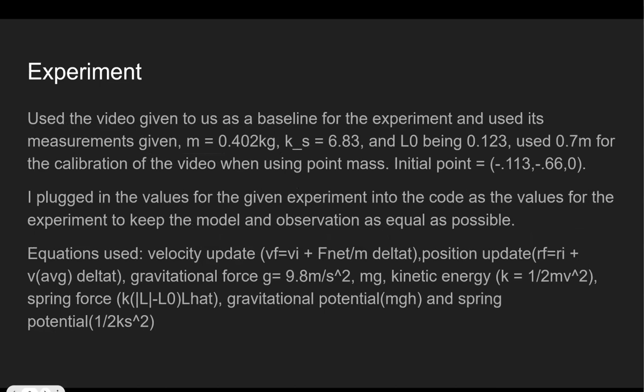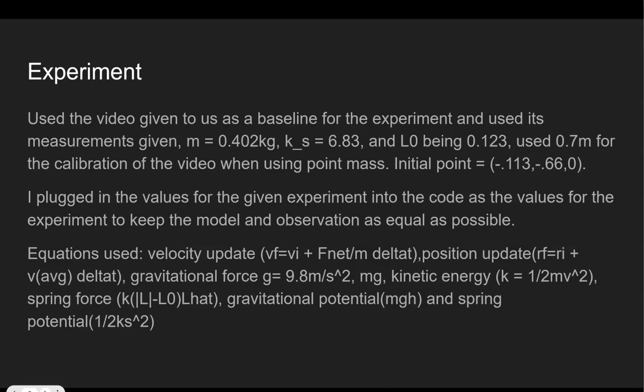In the experiment, we were given a video as a baseline, and we used its given measurements. Mass was calculated to be 0.402 kilograms, Ks was measured to be 6.83, and L naught was 1.23 meters. I used 0.7 meters for the calibration of the video. When using point mass, the initial point that I calculated was negative 0.113, negative 0.66, and 0.